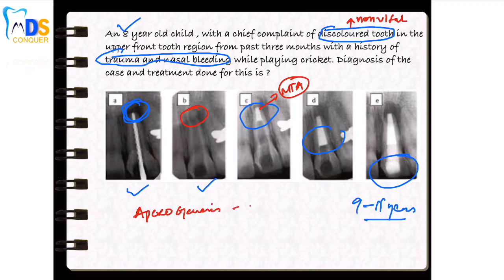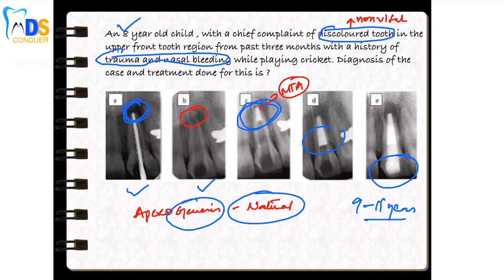Apexogenesis is the natural way. Genesis, you can easily remember, is something related to nature. It means the natural way of closure of the apex with some vital pulp is called apexogenesis. Whereas apexification means artificial. Apexification is the artificial way, whereas apexogenesis is the natural way.